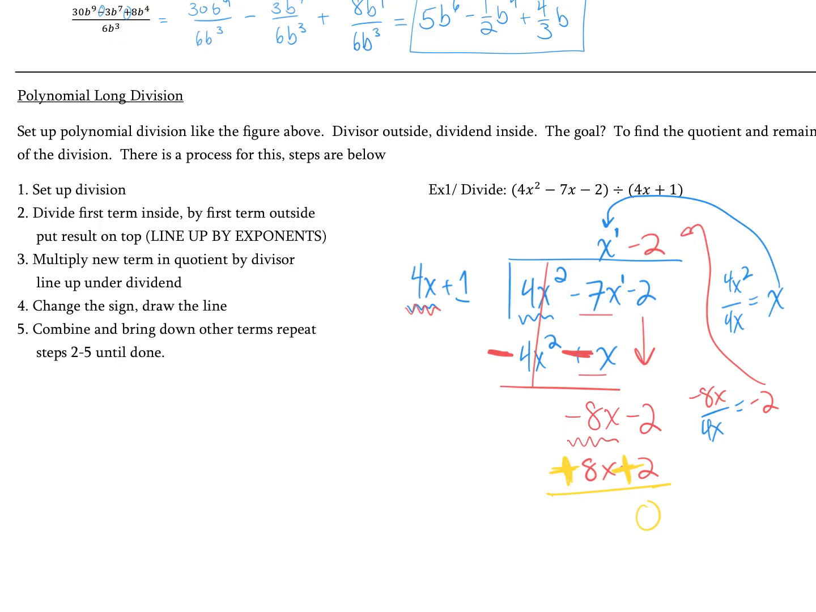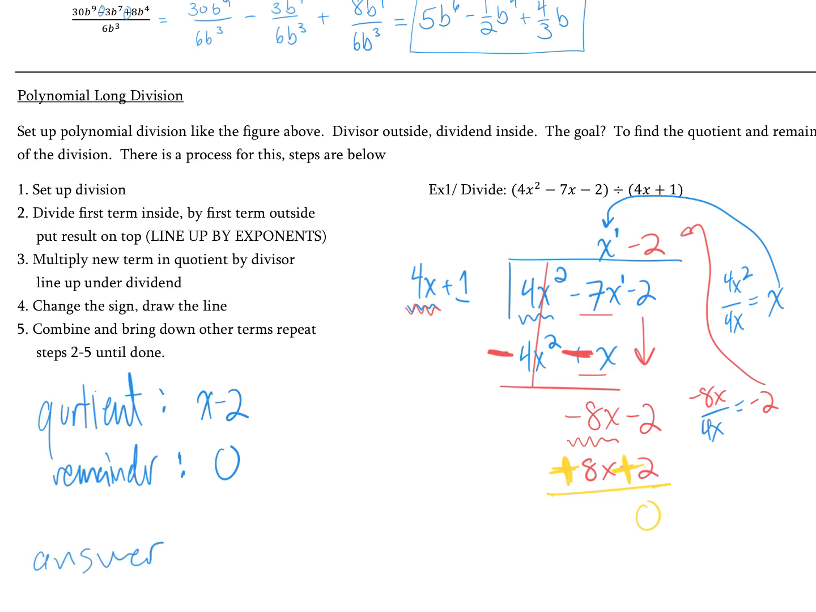So what is the answer? Well, we could write it out a couple different ways. We could have the quotient, and that is just whatever is on top of the division sign there. It's x minus 2. And the remainder is 0. Or we could write it out as an answer, and that would be the quotient plus the remainder over the dividend, in this case, which was 4x plus 1.